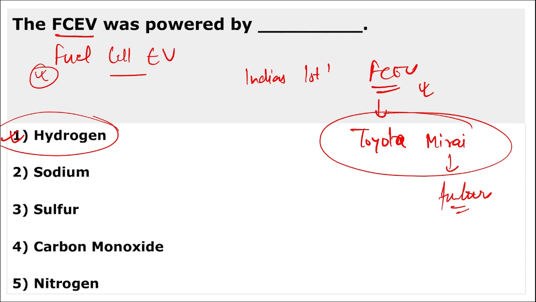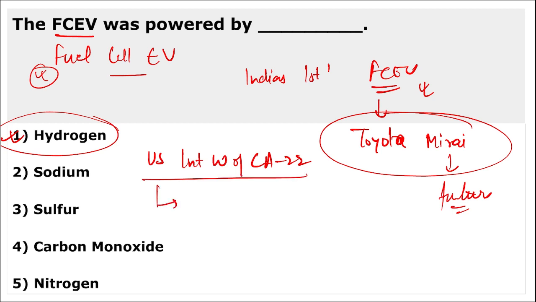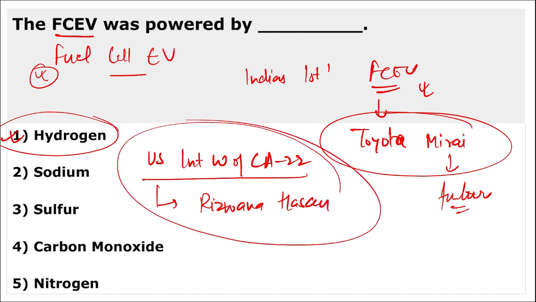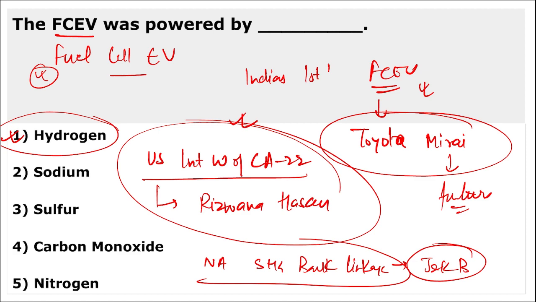Next, if I ask you, who got the US International Women of Courage Award for the year 2022? Rizwana Hassan got the prize for the US International Women of Courage Award for the year 2022. Then name the bank that got the National Award for Self-Help Group Bank Linkage. It was your Jammu and Kashmir Bank that got the National Award for Self-Help Group Bank Linkage.